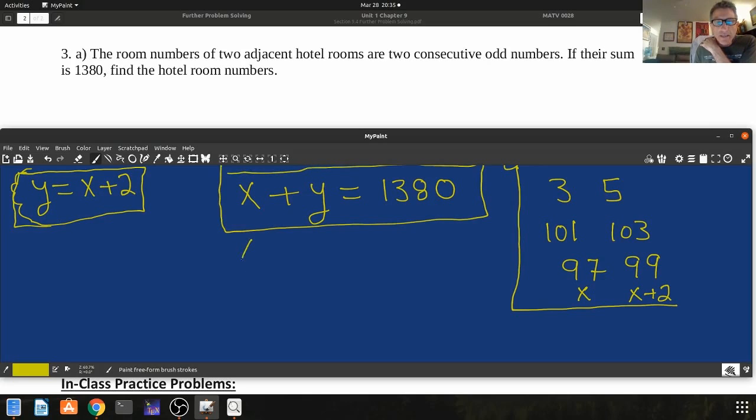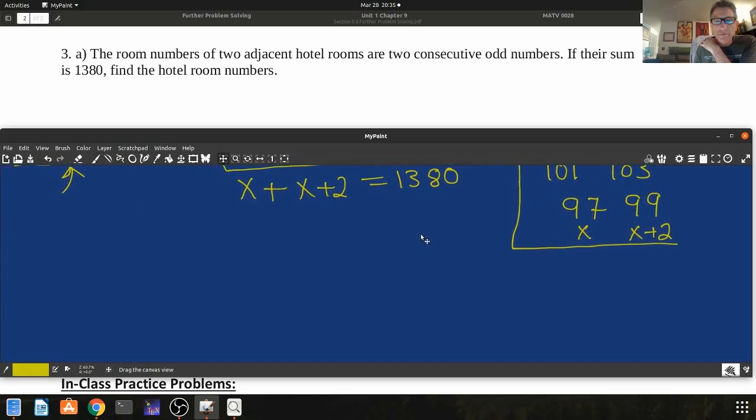Now I'm going to replace y with x plus 2. Why did I do that? Because this equation tells me that y is equal to x plus 2. And I know their sum by the problem is equal to 1,380. So now it's just a matter of solving. So this gives me x plus x is 2x plus 2 is equal to 1,380. So that gives me 2x is equal to, I'm subtracting 2 from both sides.